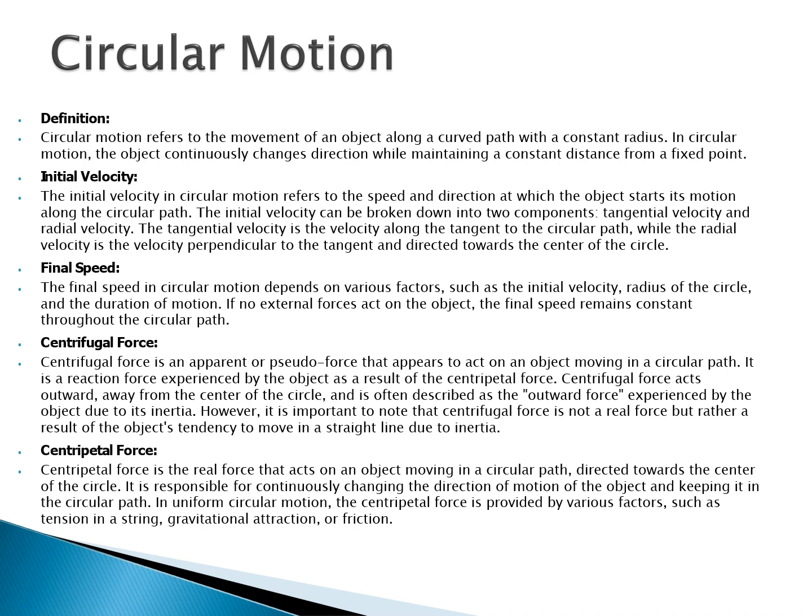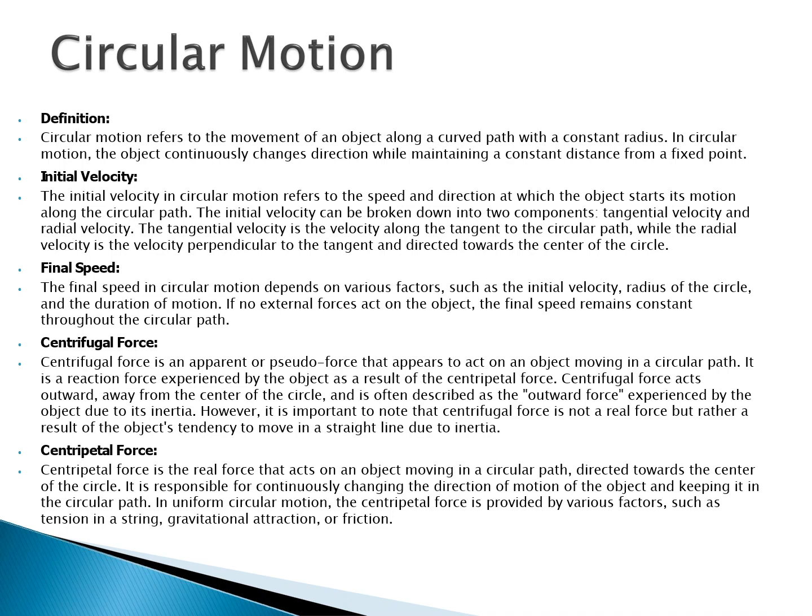Initial velocity. The initial velocity in a circular motion refers to the speed and direction at which the object starts in motion. Along the circular path, the initial velocity can be broken down into two components, tangential velocity and radial velocity. The tangential velocity is the velocity along the tangent of the circular path, while the radial velocity is the velocity perpendicular to the tangent and directed towards the center of the circle.